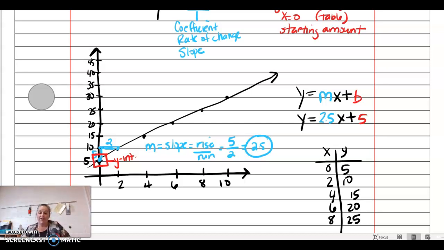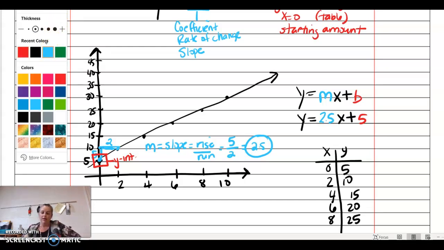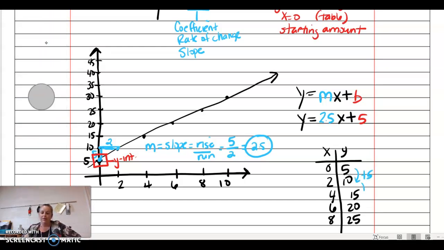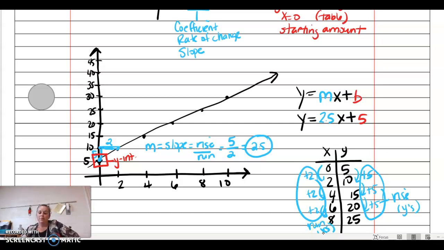When we look at our rise, it's in the y's. So I'm going to look at my blue color again for my slope. Looks like we went from 5 to 10, up 5, up 5, up 5. These numbers are your rises. They are your y's. Went up 2 here, up 2 here, up 2 here. This number is your run. They are your x's. So my slope is up 5 over 2, which is 2.5.